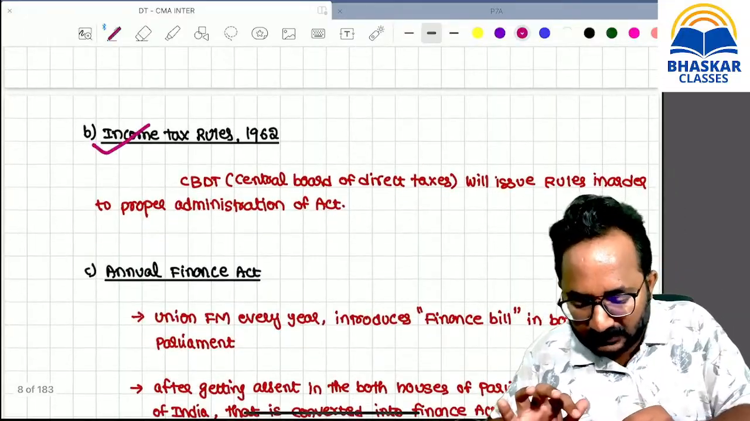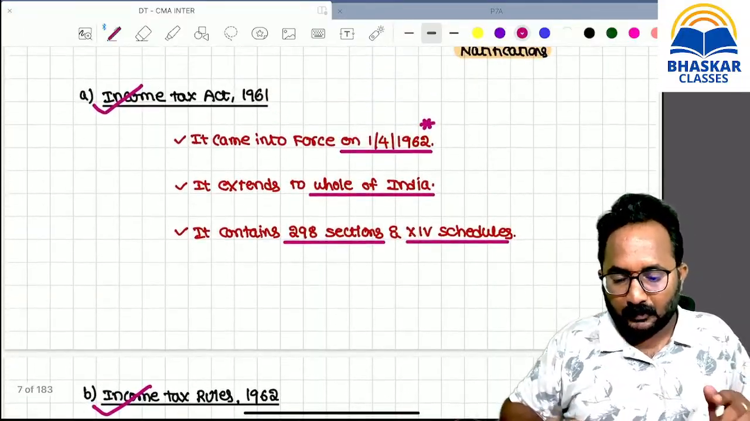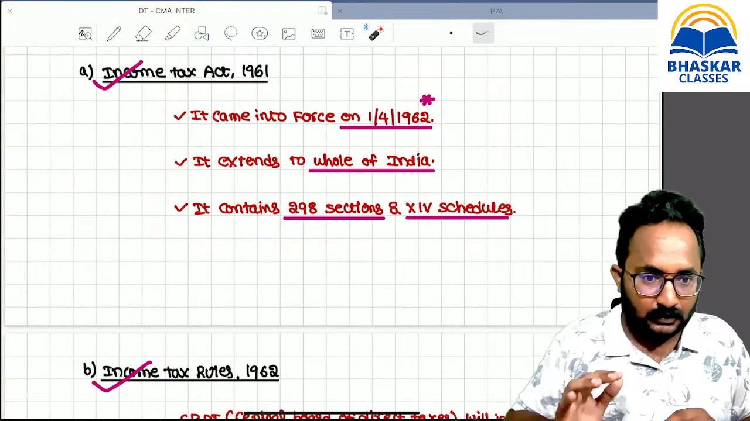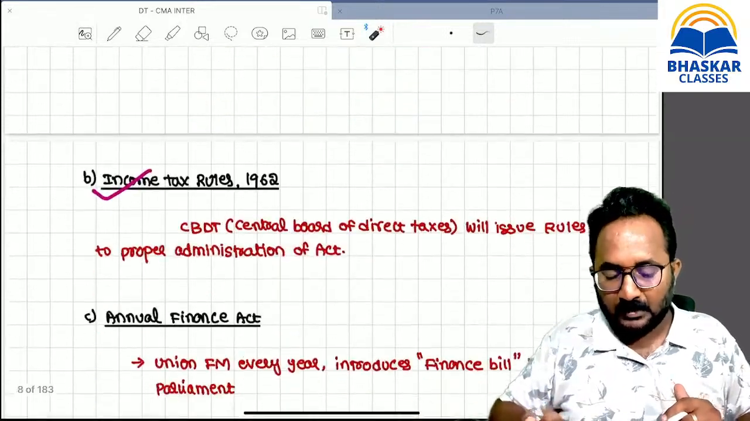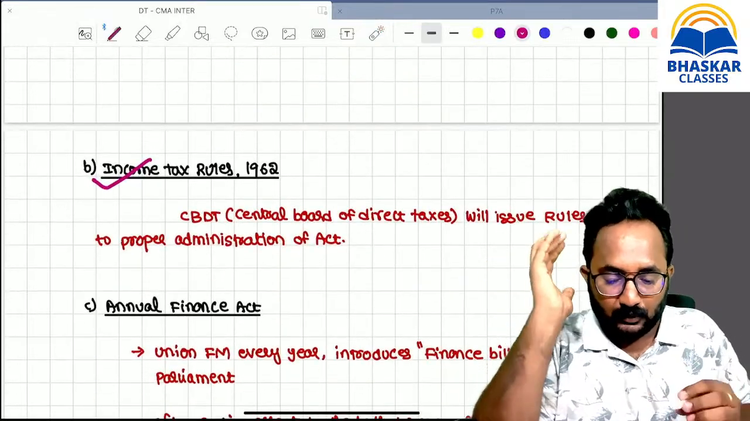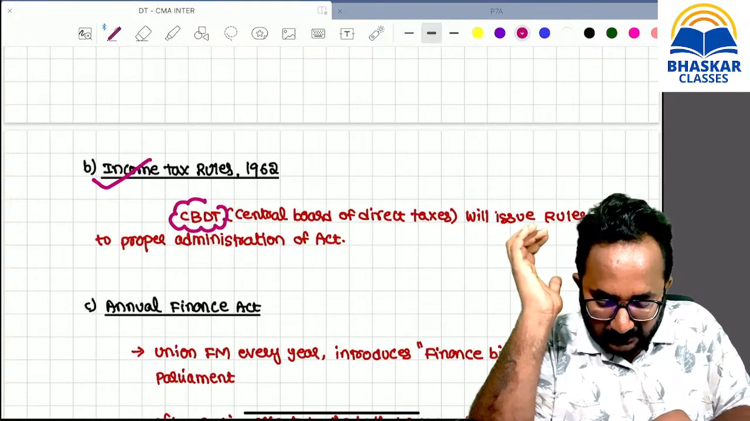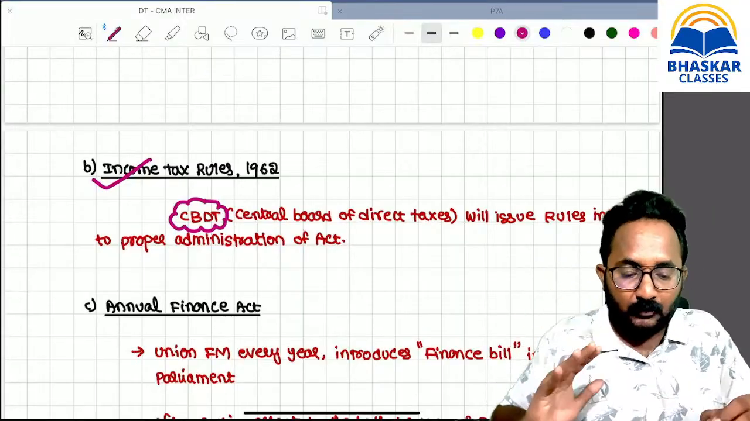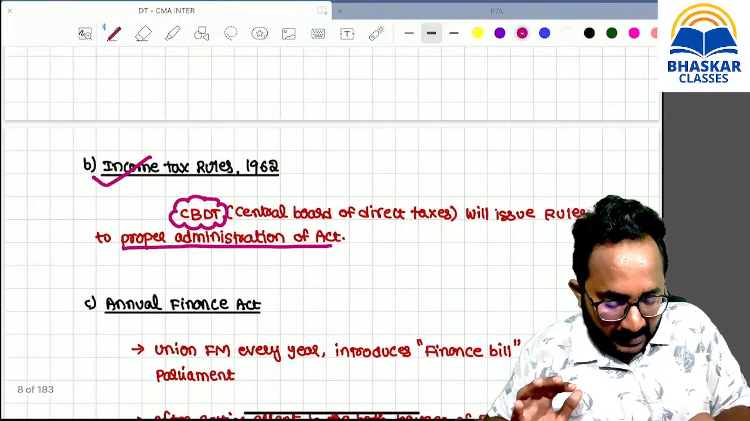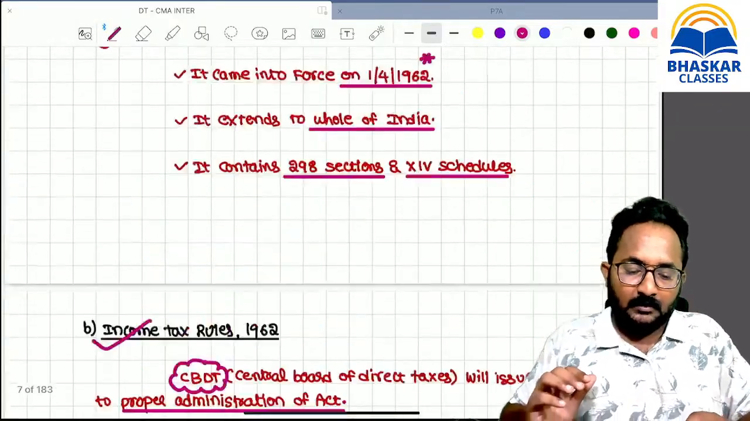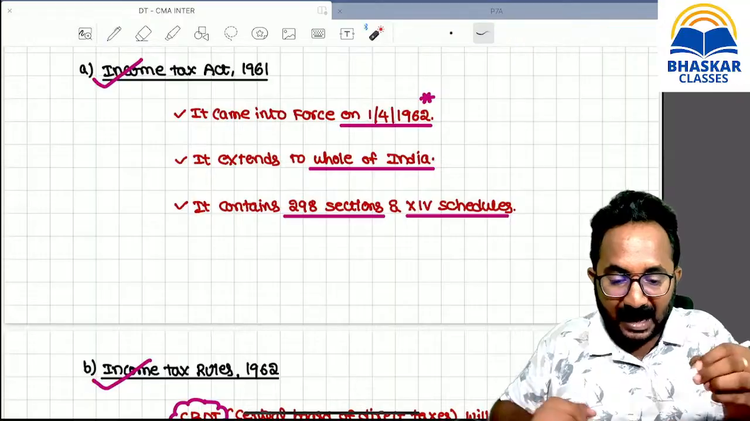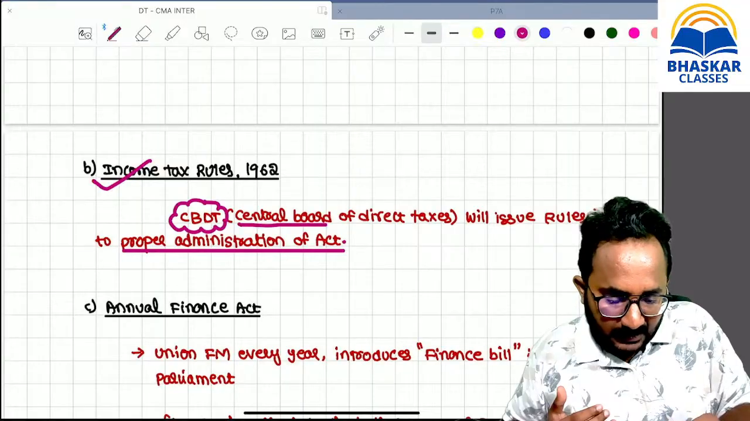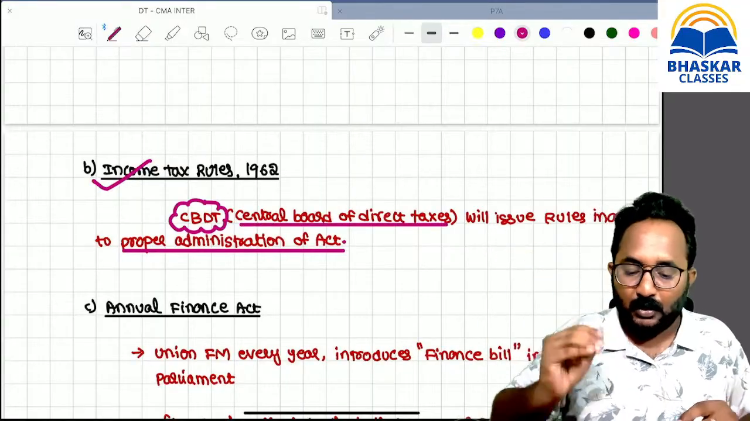Next, Income Tax Rules 1962. I will tell you one thing. First they released the Income Tax Act 1961. If anything is not understood, or if they want to release any exceptions, then in the next year they released the rules. But the important point is who releases the rules? CBDT. CBDT has the power to issue rules for the proper administration of the Act. While reading the Act, many users have some confusion. In order to resolve those confusions, the Central Board of Direct Taxes releases the rules.